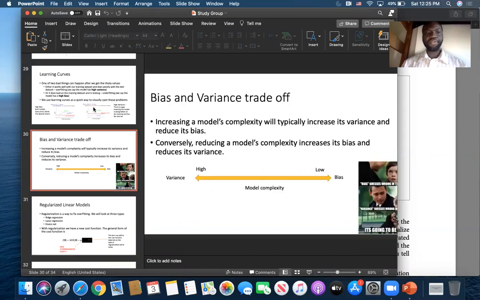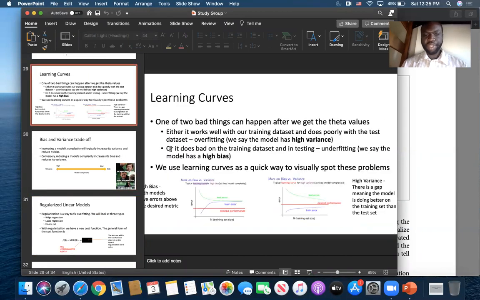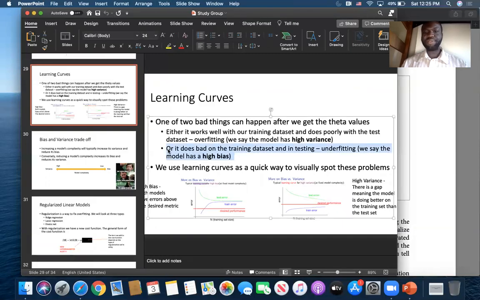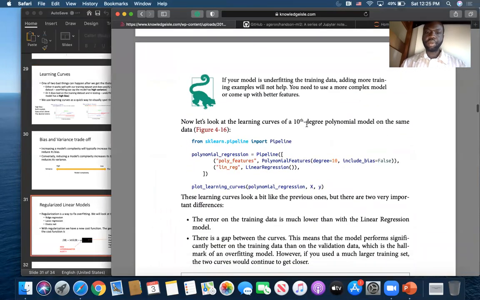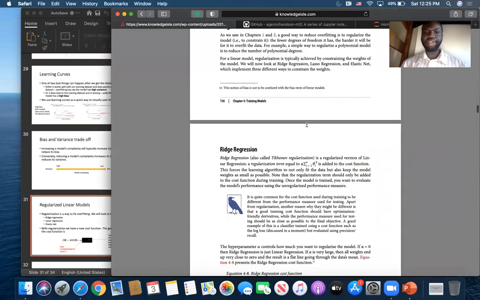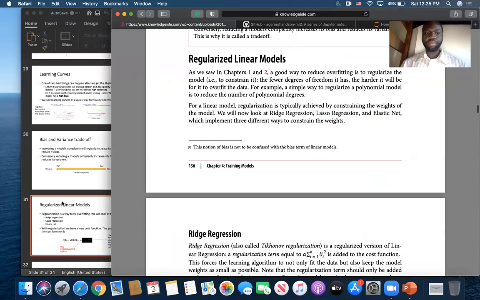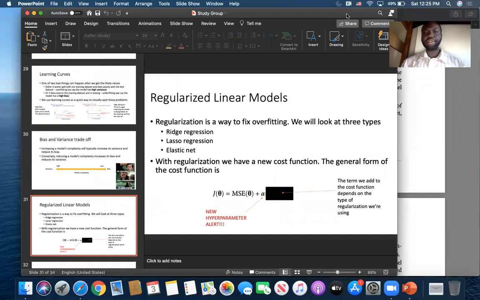So this problem is somewhat easy to fix. It's relatively easy. Just make it more complicated, increase the complexity. But what do you do if, let's say, I'm doing very well on the training set? That's what we're trying to address here with regularization. He talks about regularization.